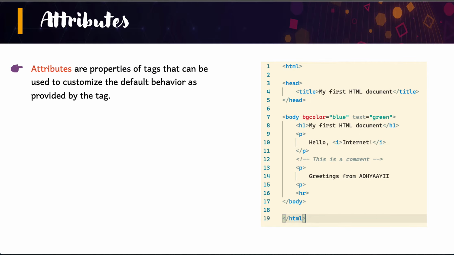Attributes are those properties of the tags that can be used to customize the default behavior. Like I said, if you take a body tag, by default the background color of the page is white and the text color is black. But if you want to change them, how do you do it? This is sometimes called styling.